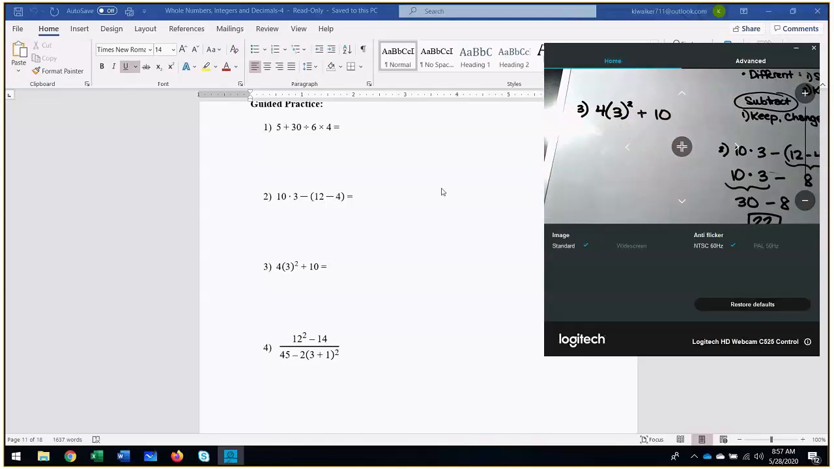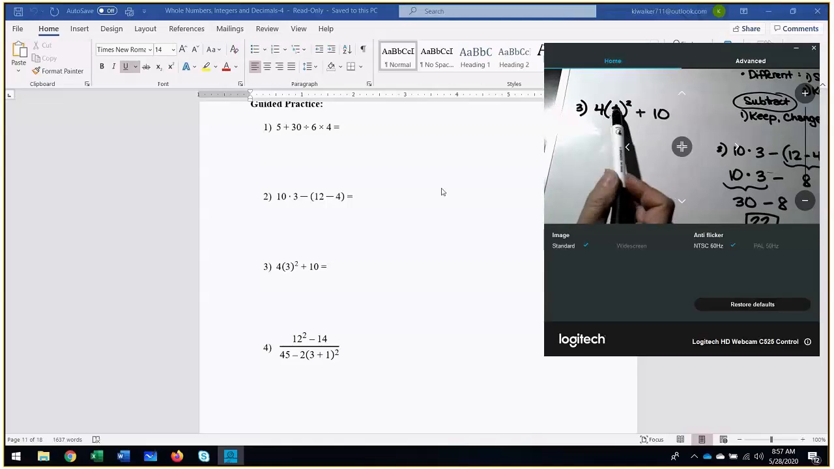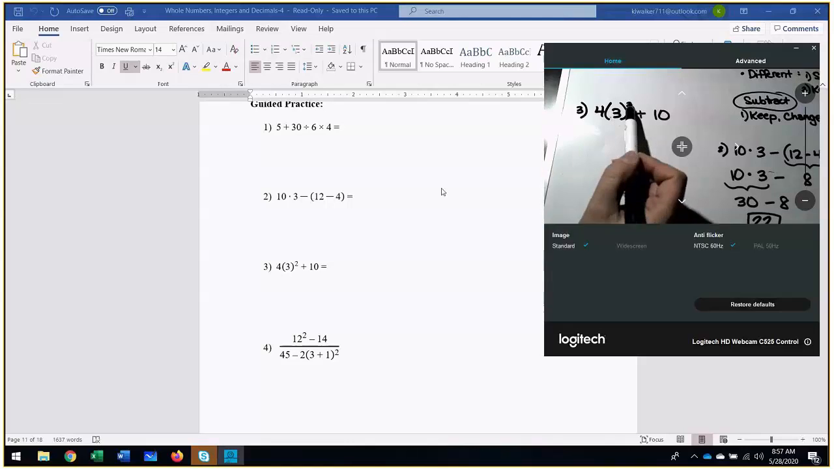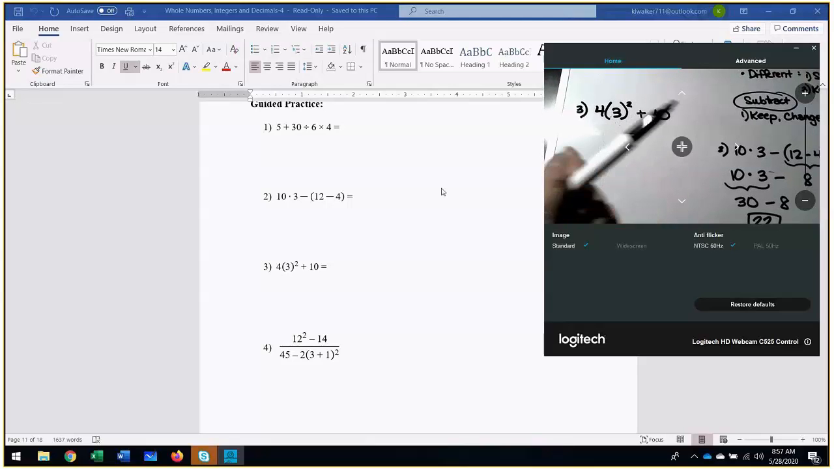All right, with number 3, here's what I'm talking about. Inside parentheses, I just see one number there. I can't do anything with that. That means the parentheses are not there for the P step. In this case, they're there to show you the exponent is only attached to the 3. So that's where we're going to start.